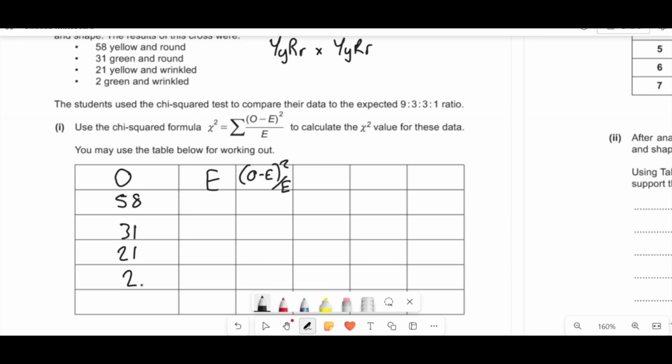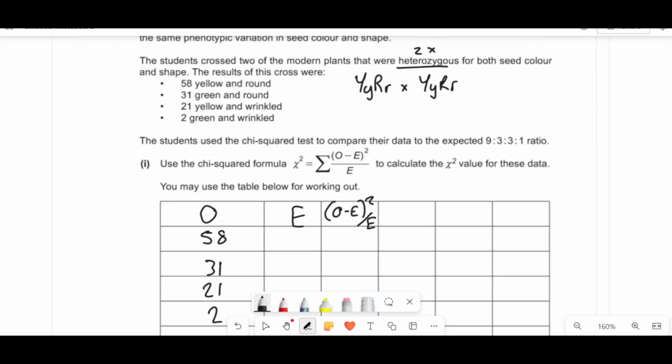Now, if it's a 9:3:1 ratio, we're expecting to have all of these split up in 9:3:1. So what we do is we work out this sigma, which is just a fancy way of saying the total, because I'm lazy at writing total. 58 plus 31 plus 21 plus 2, which is going to be 112. The total number of them. Now, if we want to split them into a 9:3:3:1 ratio, then 9 plus 3 plus 3 plus 1 is 16 shares in total. So if you do 112 divided by 16, one share is 7.